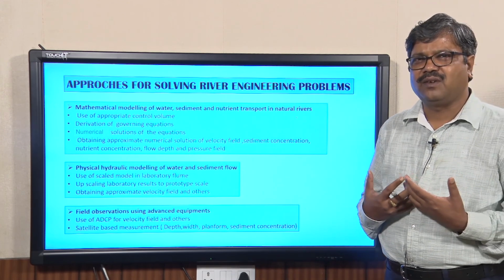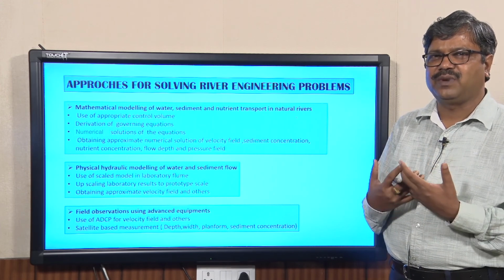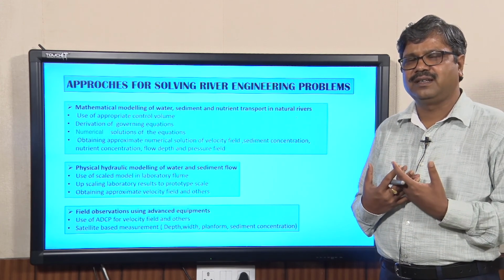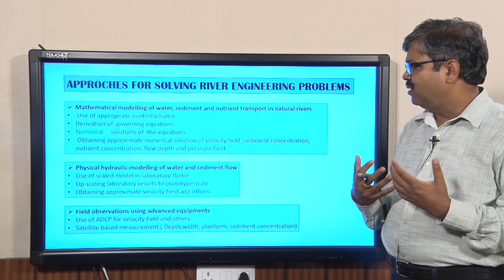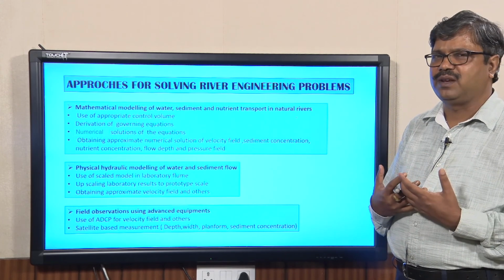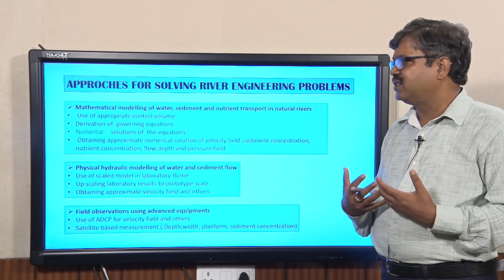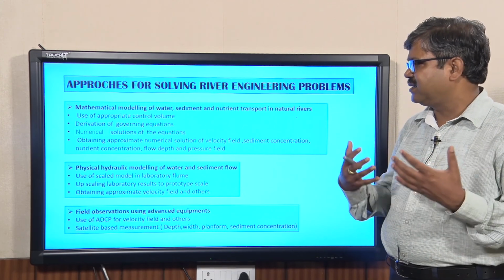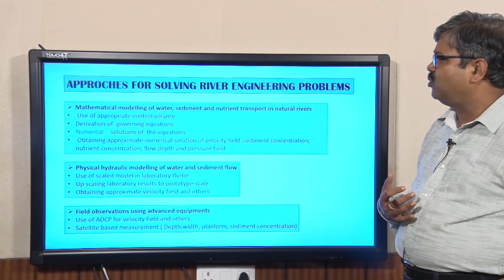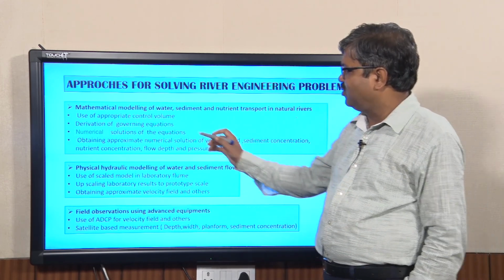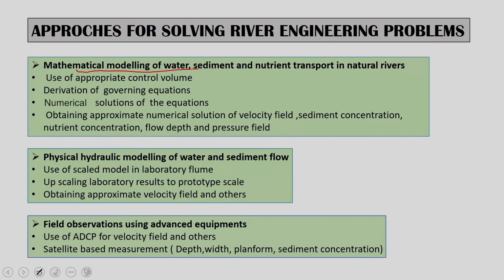One approach is that we can follow mathematically a set of equations, and we can solve these equations to find out the basic characteristics of the rivers like the velocity, sediment concentrations, nutrient concentrations, the depth and the pressure field. Each methodology is complementary to the others; there is no superiority, it is not that the mathematical model does good work or the physical model doesn't work. All have advantages and disadvantages.